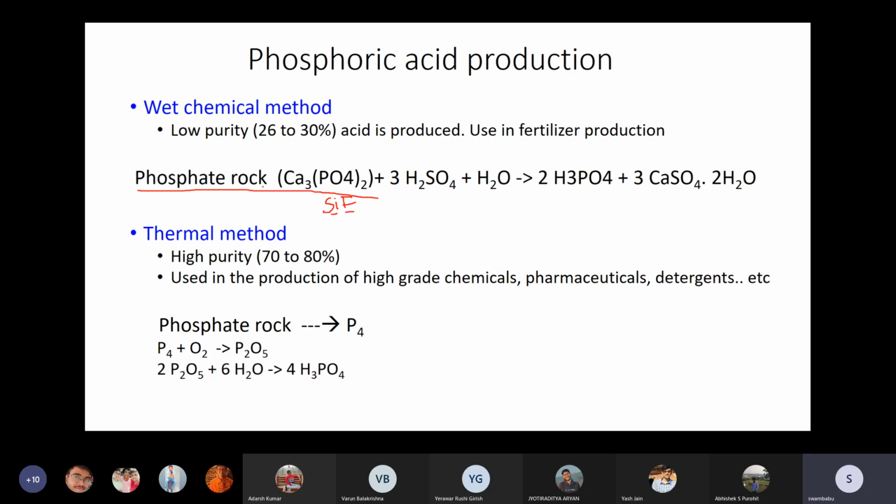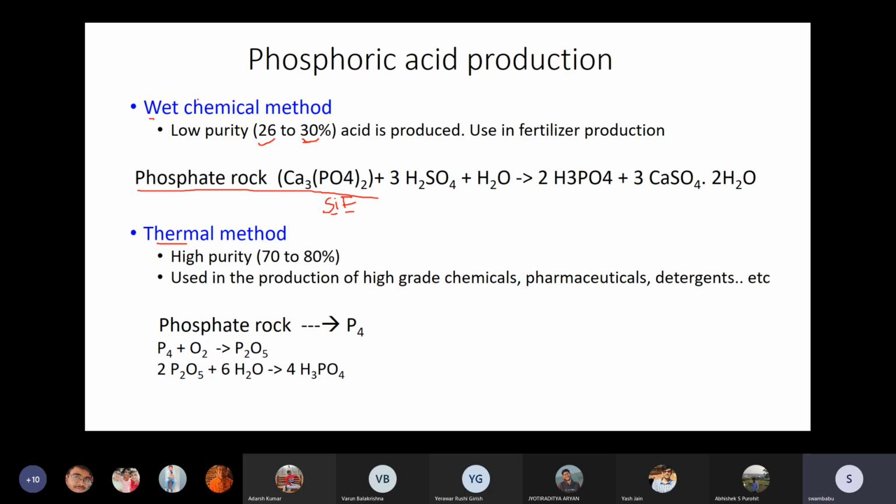So there are two methods used in phosphoric acid production. One is the wet chemical method, another one is the thermal method. If the purity of the phosphate rock is lower, between 26% to 30%, then the wet chemical method is more preferable.